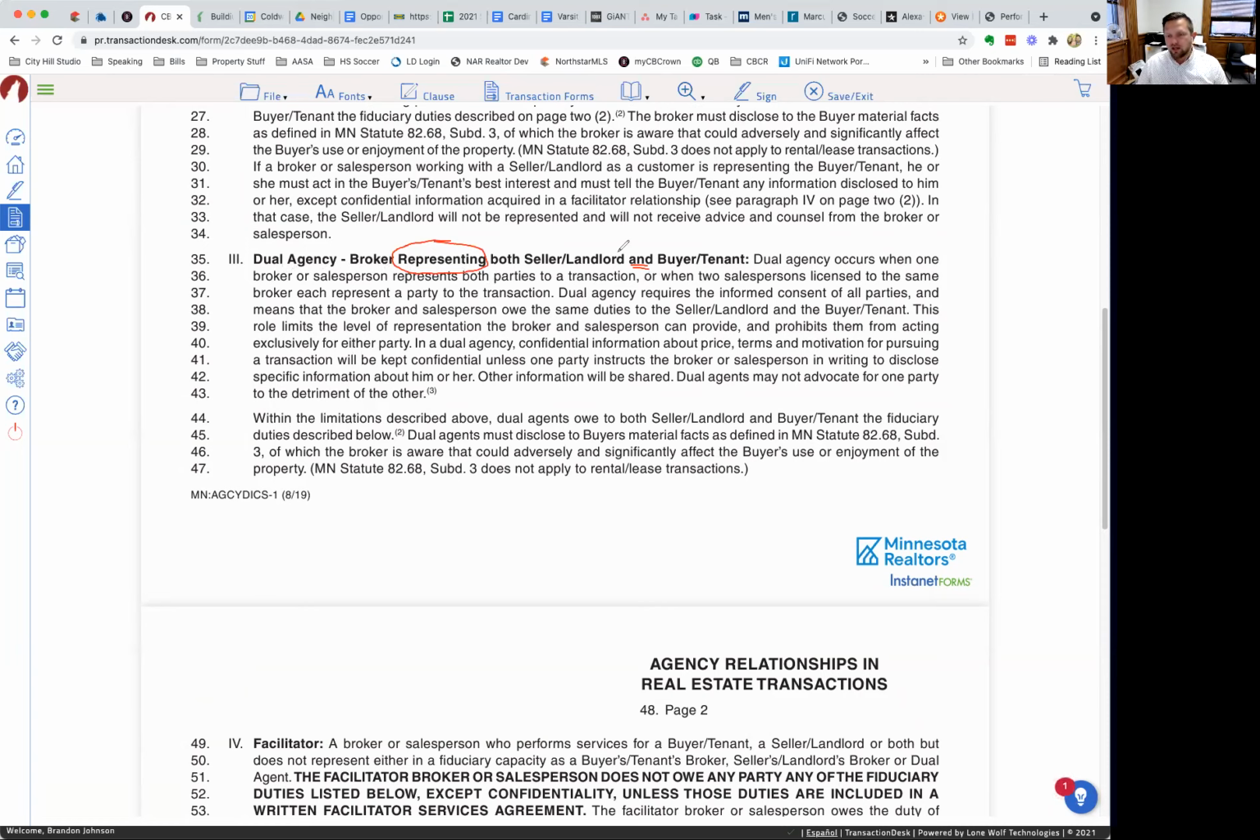Sometimes it's actually a good thing in single family residential. Or when two salespersons licensed to the same brokerage each represent a party to the transaction. Now, this is what, I'm going to be honest with you, is trying to be lobbied to be changed.